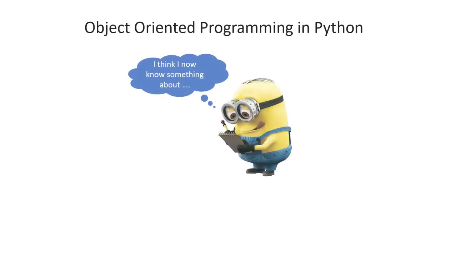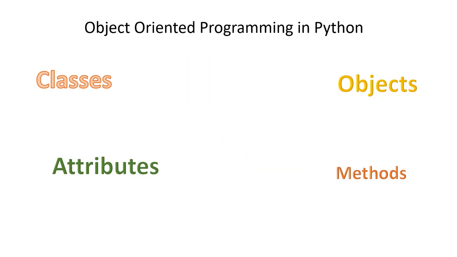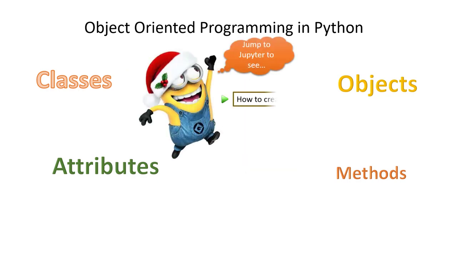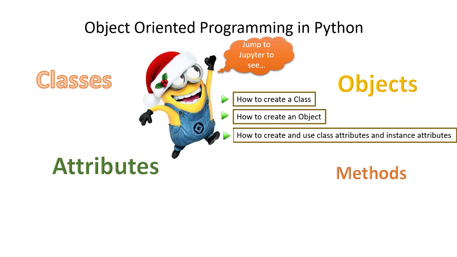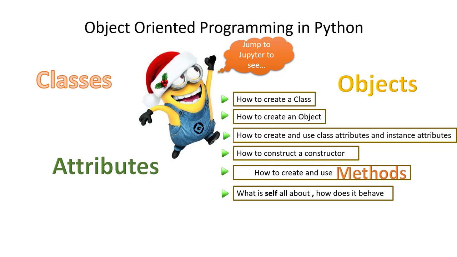We could now confidently say that we know something about classes, objects, attributes, and methods in object-oriented programming in Python. Let us now jump into our Jupyter notebook to understand how to create a class, how to create an object, how to create and use class attributes and instance attributes, how to construct a constructor, how to create and use methods, and finally what this self is all about and how it behaves. With this, let us wind up our current lecture, and up next we are going to take a look at all the listed details above in our Jupyter notebook.